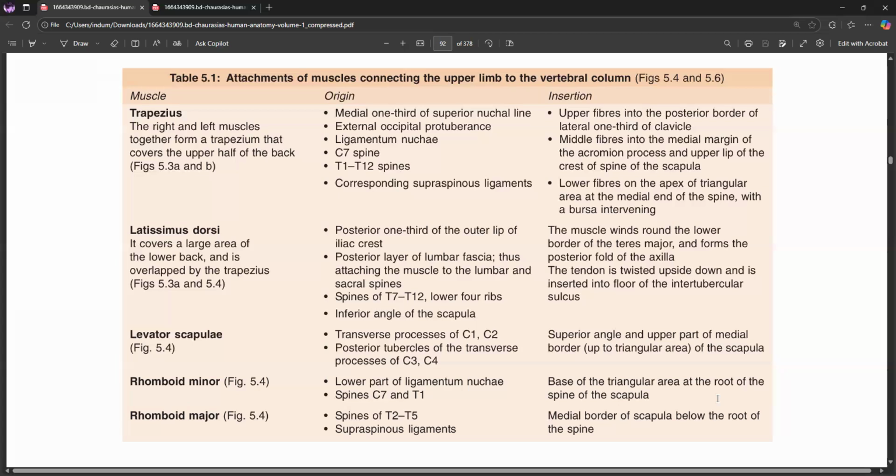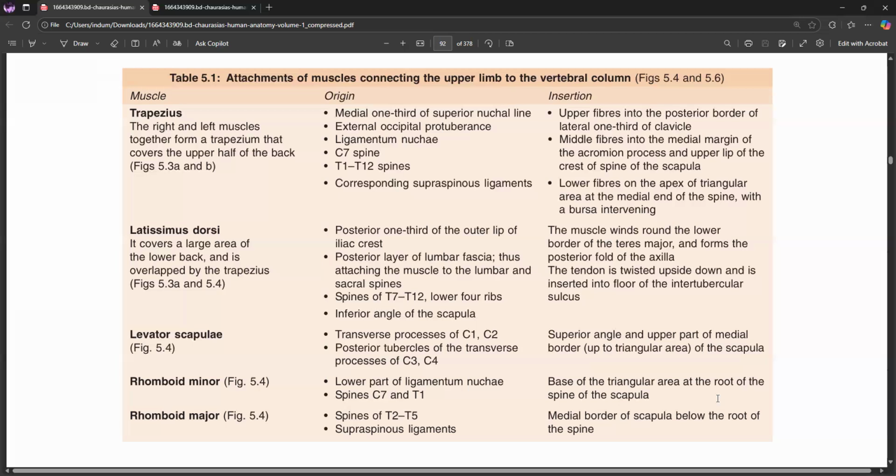Latissimus dorsi. It covers a large area of the lower back and is overlapped by the trapezius. Figures 5.3a and 5.4. Origin. Posterior 1/3 of the outer lip of iliac crest, posterior layer of lumbar fascia, thus attaching the muscle to the lumbar and sacral spines, spines of T7 to T12, lower four ribs, inferior angle of the scapula.